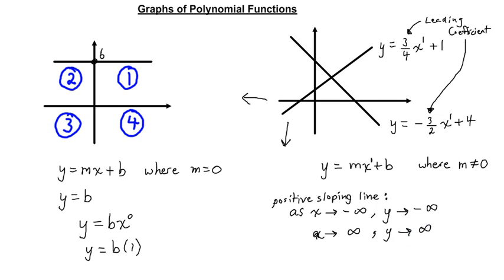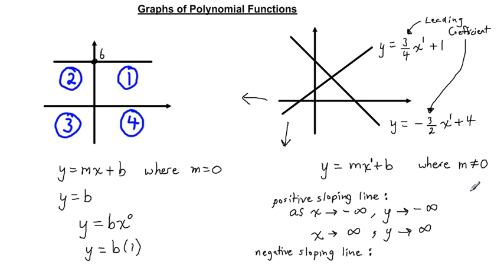So what we're saying here is a degree 1 polynomial function with a positive leading coefficient will start in quadrant 3 and finish in quadrant 1. Or more mathematically, as x approaches negative infinity, the y values approach negative infinity. And as x approaches positive infinity, the y values also approach positive infinity.